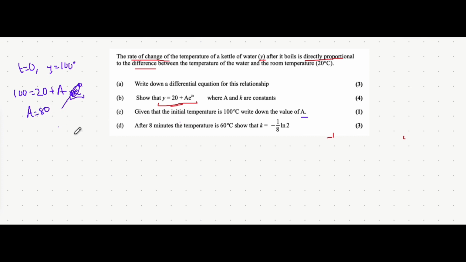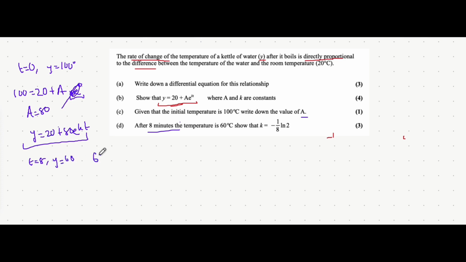Once you've got the value of a, you can then write the equation out as y equals 20 plus 80 e to the power of kt. And I'm sure that'll help for part D of the question. Yeah, actually it will, because it tells you that after 8 minutes, so because t is the time in minutes, we can substitute in the fact that when t equals 8, the temperature is 60, so y is equal to 60. Let's substitute that in.